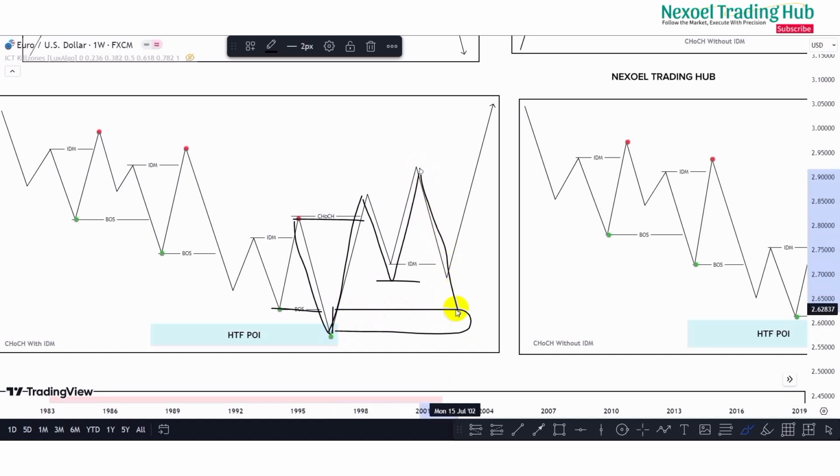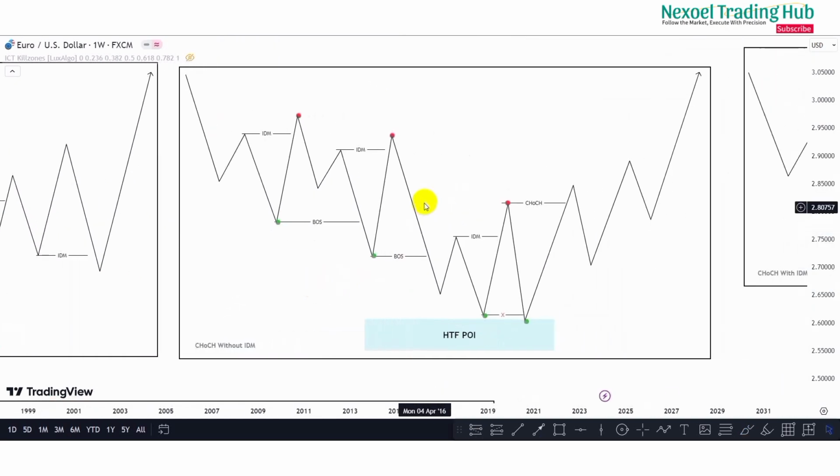Then we take our entry from this lower time frame point of interest, and then we journey with price to the upside. So this is the case of CHoCH with inducement in the condition where the market is actually bearish, and then we are looking for a bullish reversal. So let's also check the condition where we have the CHoCH entry model without inducements in a bearish market condition where our anticipation is to expect the bullish reversal.